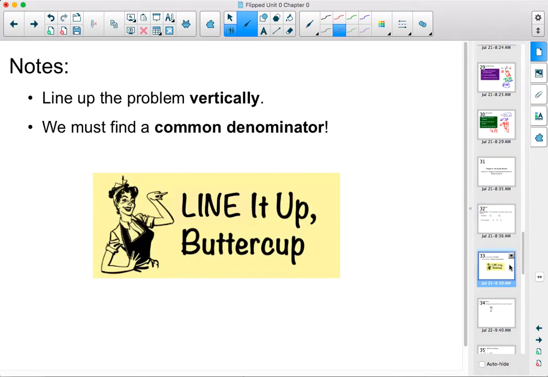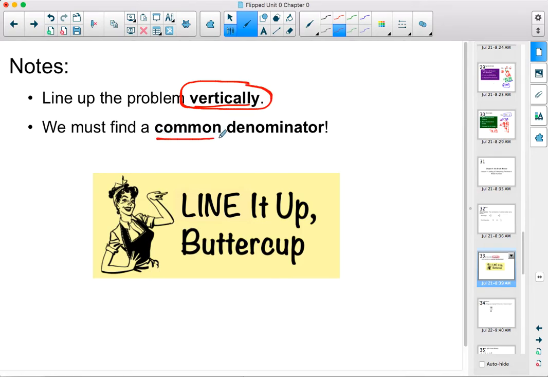Okay, so here are our notes for this lesson. First, we're going to line up the problem vertically. This is really, really important. I know that in the past you may have done some adding and subtracting horizontally with fractions, but in 7th grade we're going to do a lot more complex problems, and it makes more sense to line them up and down vertically. So let's make a conscious effort to do all of our addition and subtraction problems vertically.